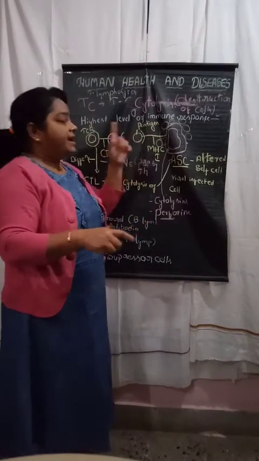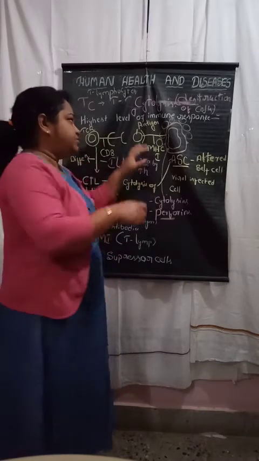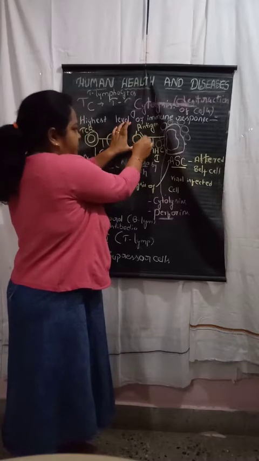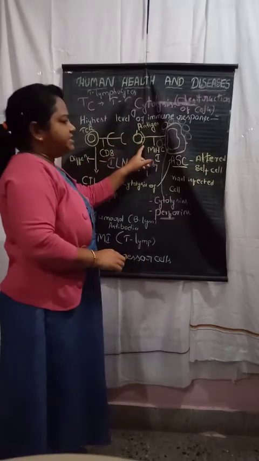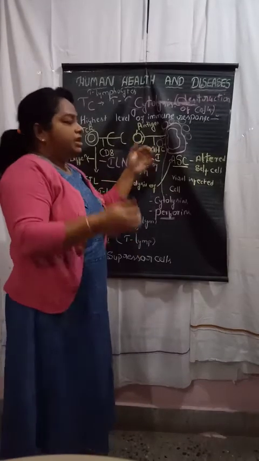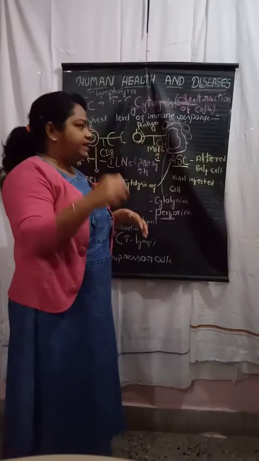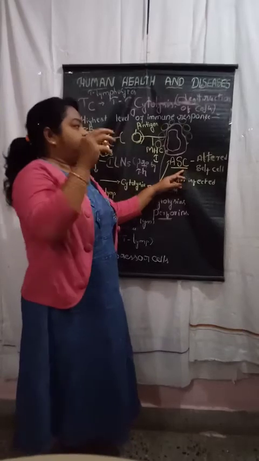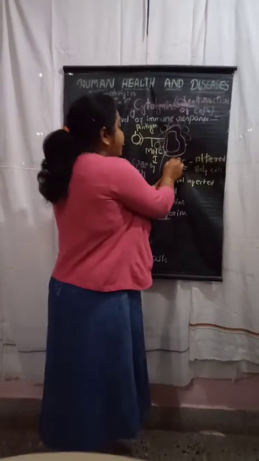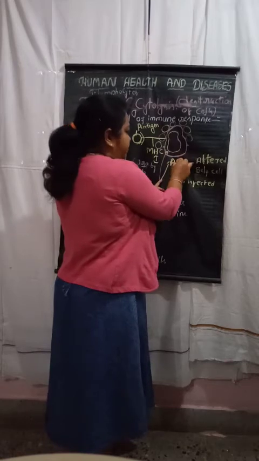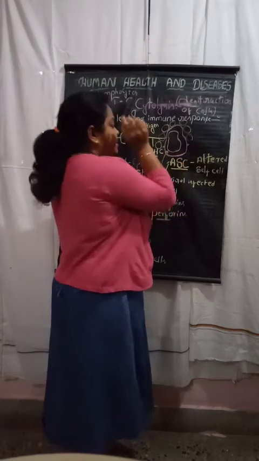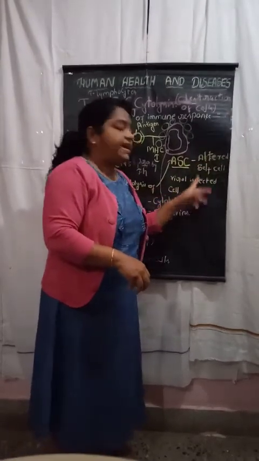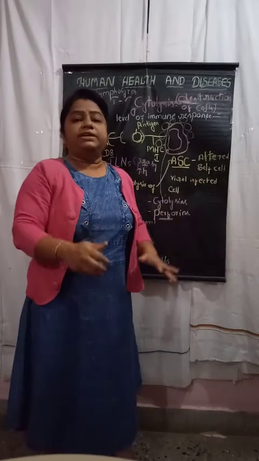Okay, so a complex means what here? Whenever an antigen enters into our body, suppose this is the antigen. In our body a special type of cells is also present. So these cells in our blood, we will call them ASC. So this ASC stands for what? Altered self cells.